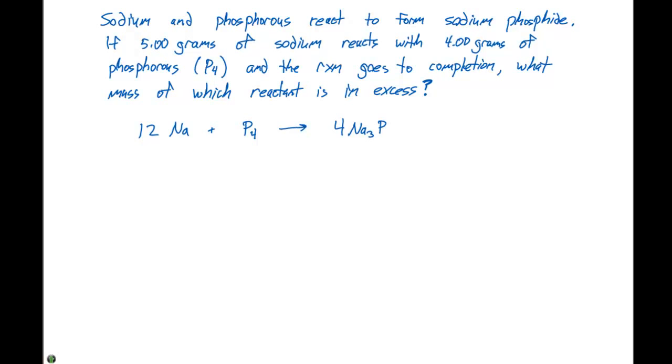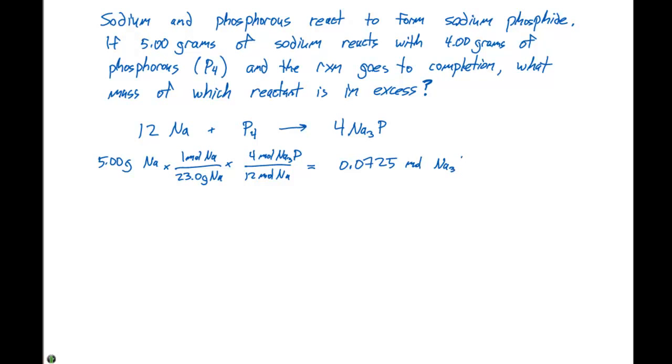We're given the amount of each of the reactants that we have, so now we need to determine the limiting reactant. We'll first start with 5.00 grams of sodium. We know from the periodic table that there are 23.0 grams of sodium in 1 mole of sodium. In the balanced chemical reaction, there are 12 moles of sodium for every 4 moles of Na3P. This is going to give us 0.0725 moles of Na3P, which is our product.